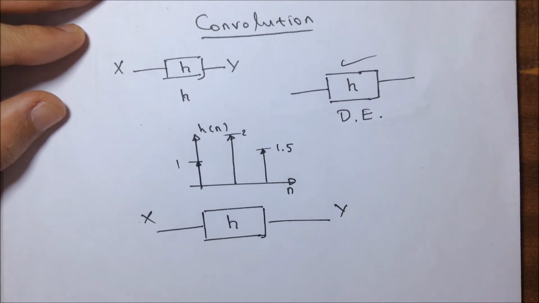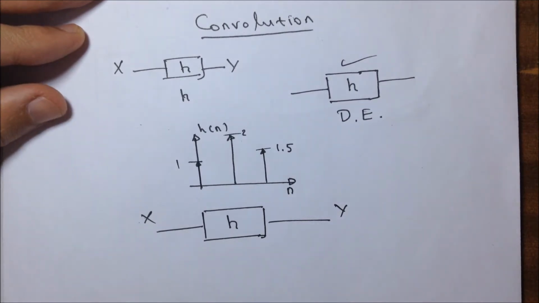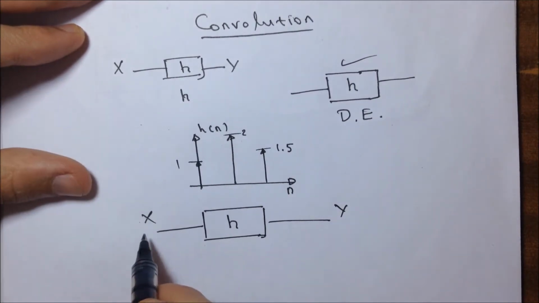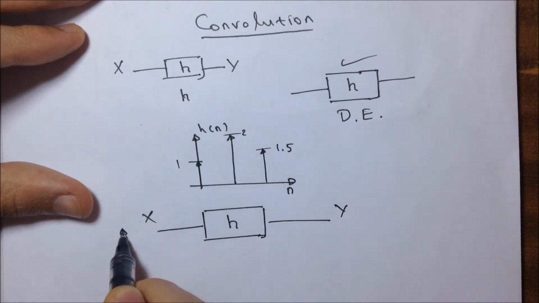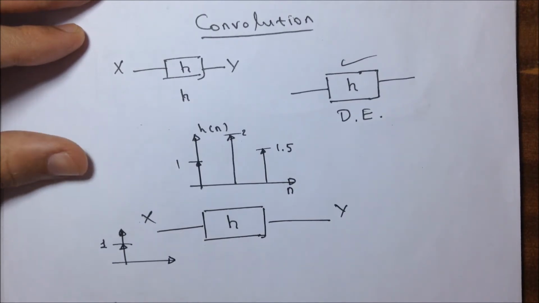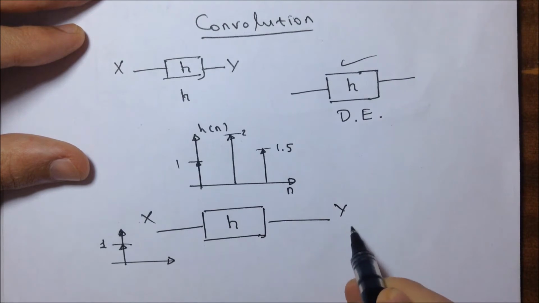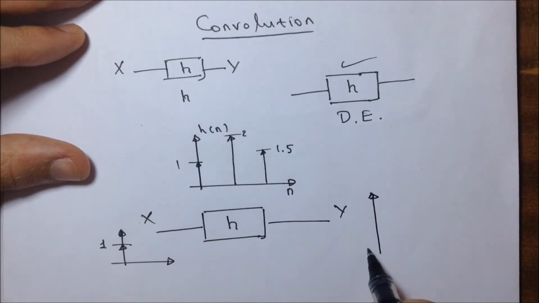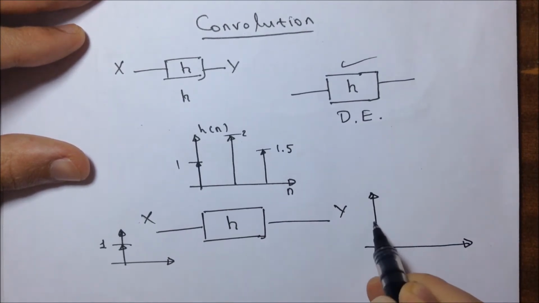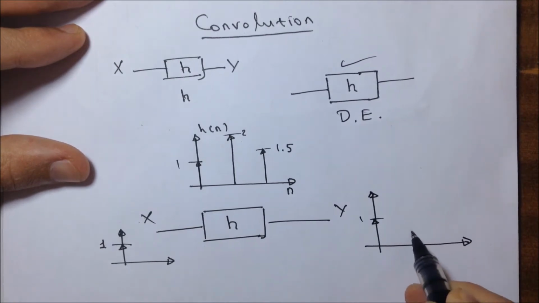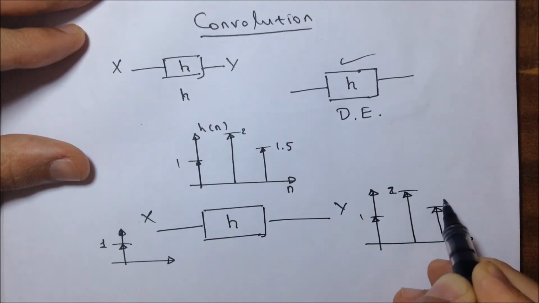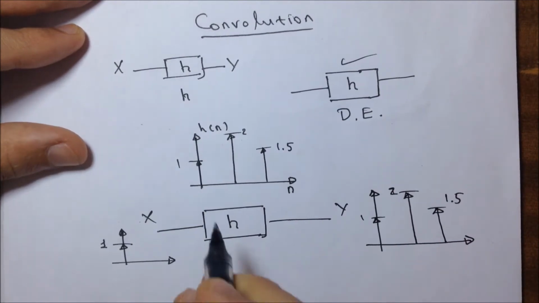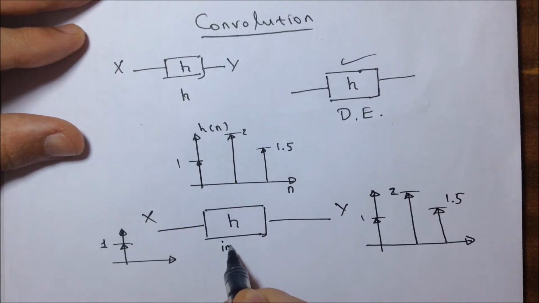So this is the impulse response of a system H, and this is the input X, and this is the output Y. What this actually means is that if you applied an impulse at the input, so if the input was like this, an impulse with the height of 1, then the output of the system Y is going to be like this: 1, then 2, then 1.5. So this is what impulse response means.